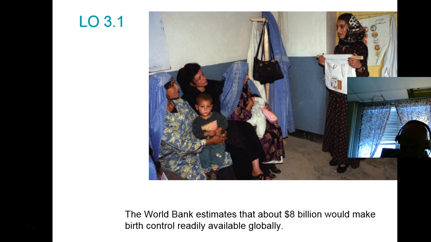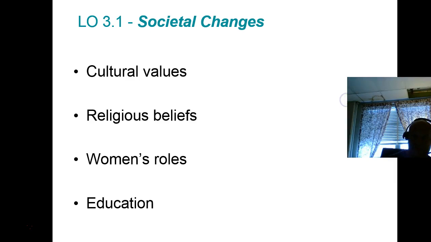The World Bank estimates that about 8 billion would make birth control readily available. The availability of, and proper training in how to use, birth control is crucial to slowing population growth globally.